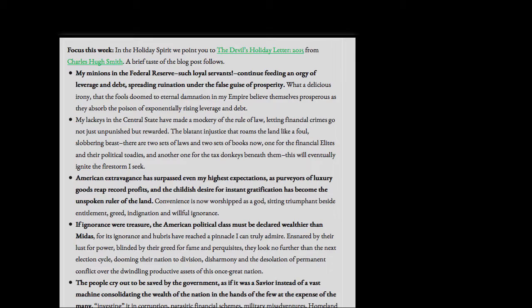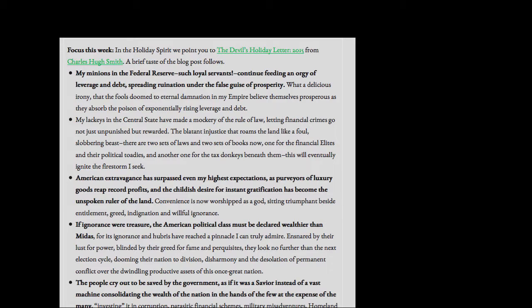My lackeys in the central state have made a mockery of the rule of law, letting financial crimes go not just unpunished, but rewarded. The blatant injustice that roams the land like a foul, slobbering beast. There are two sets of laws and two sets of books now, one for the financial elites and their political toadies, and another one for the tax donkeys beneath them. This will eventually ignite the firestorm I seek.